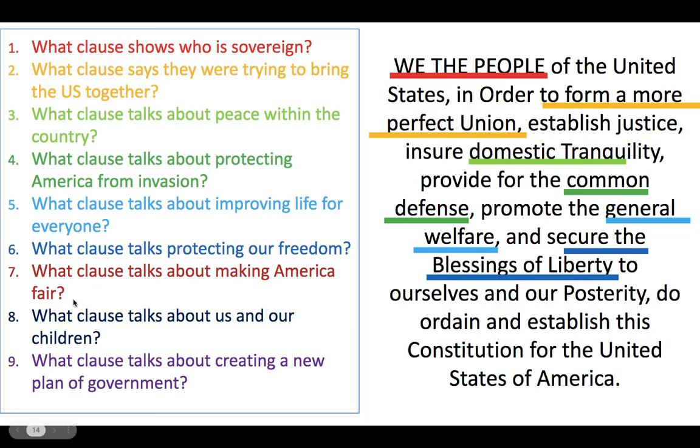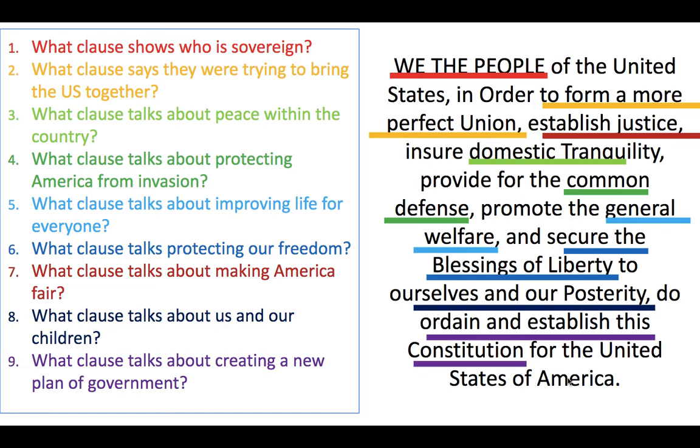What clause talks about making America fair? I'd say this first one, establish justice. What clause talks about us and our children? It's ourselves and our posterity. And what clause talks about creating a new plan of government? We do it, ordain and establish this Constitution for the United States of America. So that's a brief introduction of the preamble.